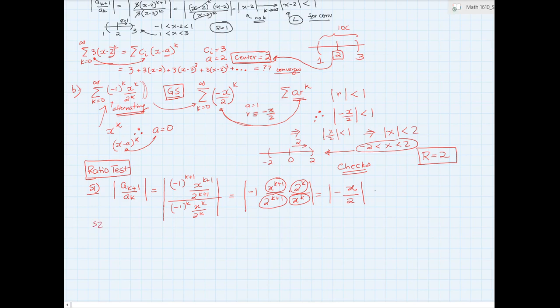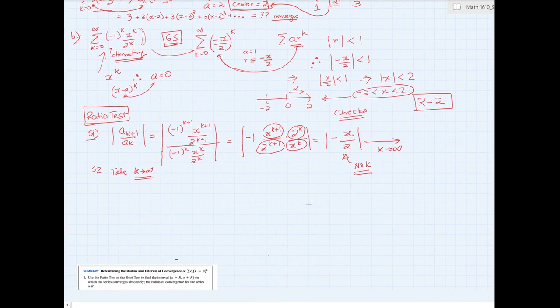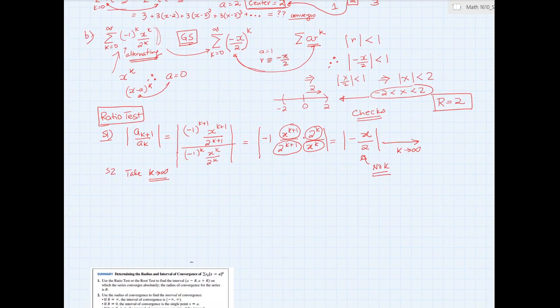Step 2 is take k going to infinity. Now I'm supposed to take k going to infinity, but again there is no k here. You will see in further examples when k is there, but right now there's no k, so there's no difference, so I have this. We can drop the negative sign, and this must be less than 1 for convergence.